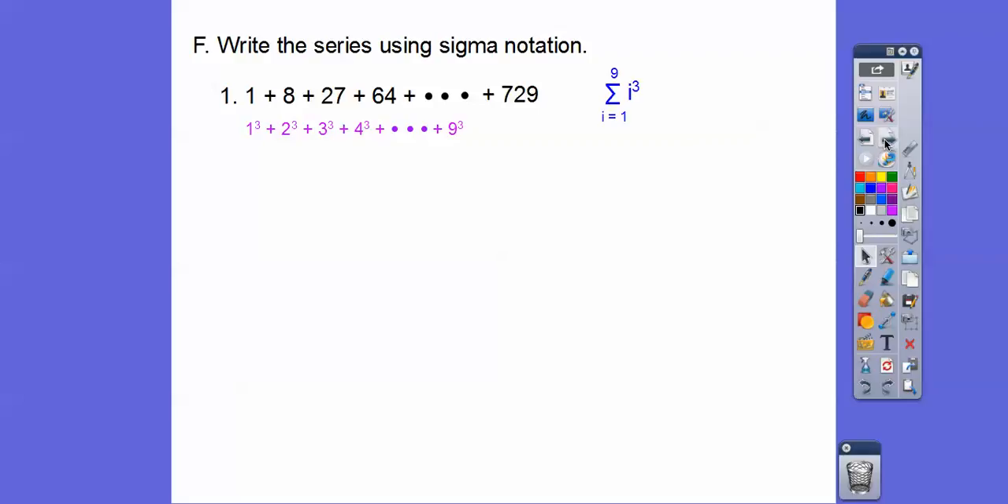So use your summation formula right there. I chose i, and your bottom number has to be where we started: i equals 1, 1 cubed, and your top number is this last number, cubed. So this summation notation represents this sum of numbers right there. Okay, let's try another one. All right, so 1 plus a half plus a fourth plus an eighth.